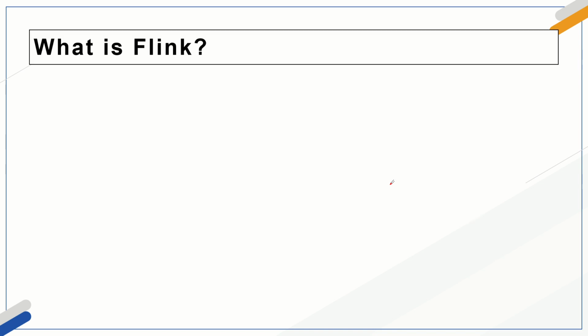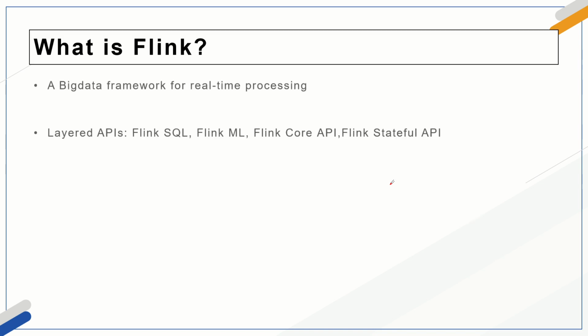As you may know, Flink is a big data framework for real-time processing, which can be applied to various real-time cases, such as real-time log processing and anti-fraud identification in some financial cases. Flink also provides layered APIs such as Flink SQL, Flink Machine Learning, the Core API, and the Stateful API. In my project, I use Flink SQL to solve the problems.